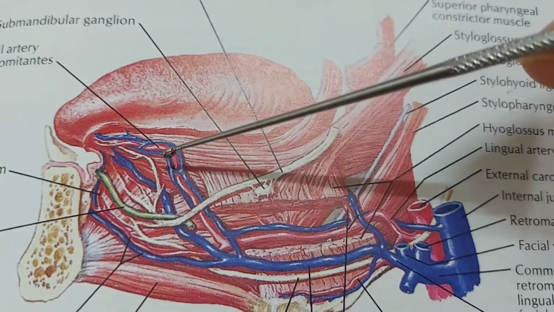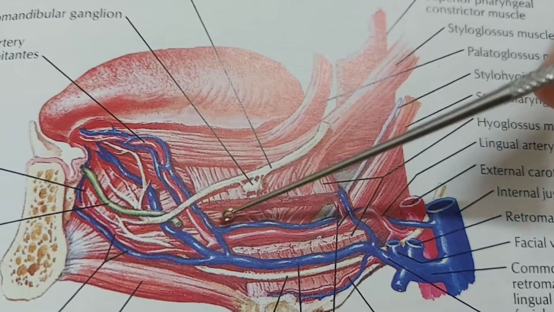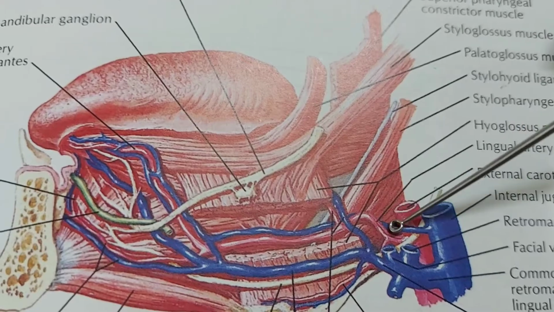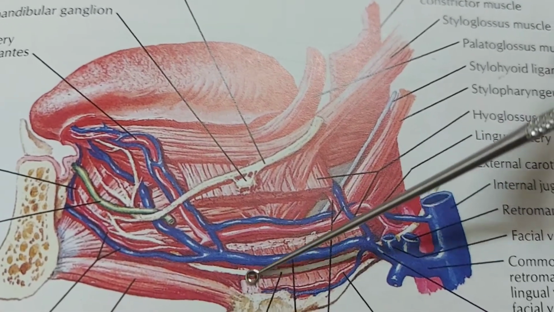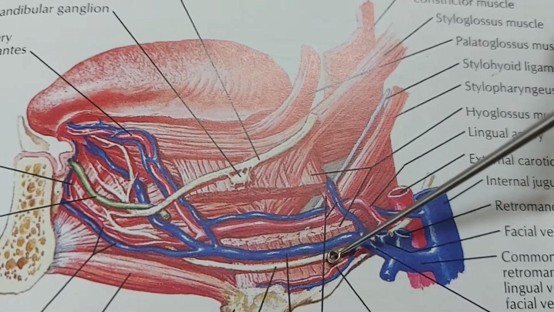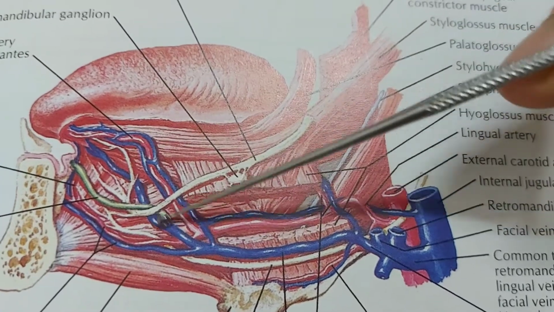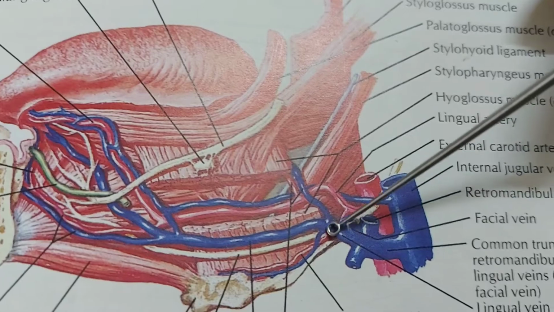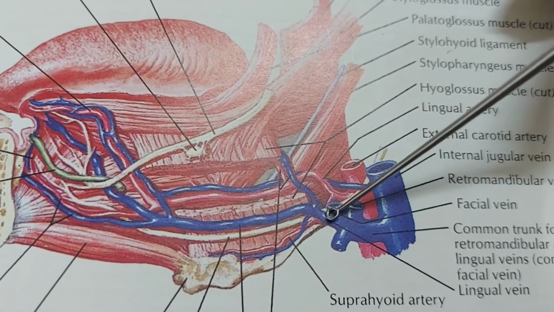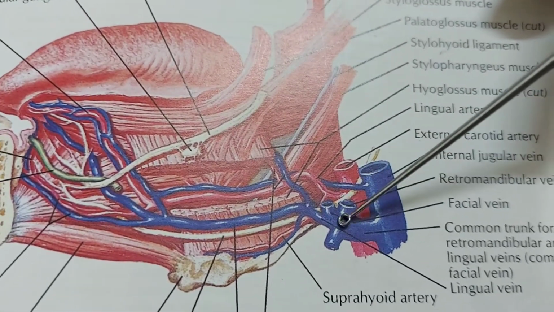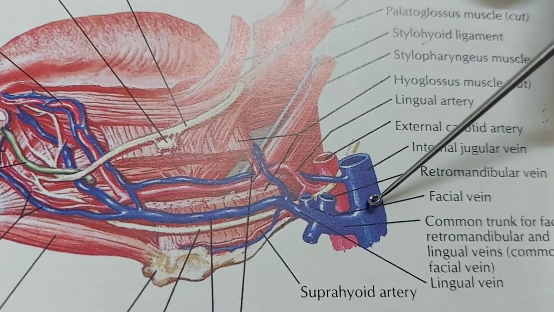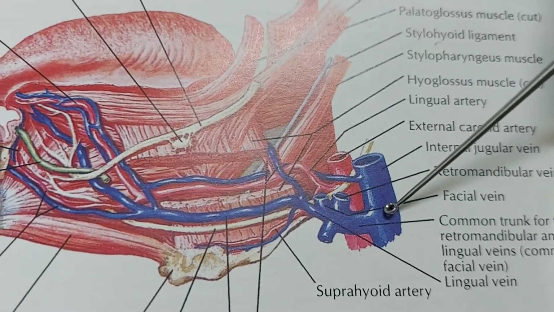And the venous drainage of the tongue. Here we see some vena comitans along with the facial artery, along with the lingual artery, and along with the hypoglossal nerve. These are the vena comitantes. All these vena comitantes finally form the lingual vein below the hypoglossal nerve, and finally drain into the internal jugular vein.